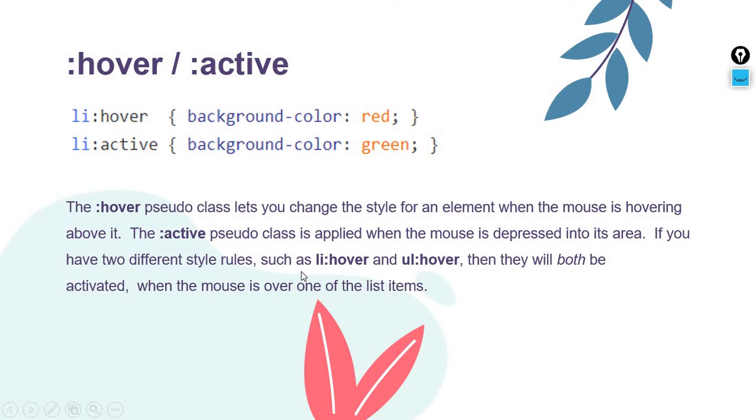And then we have the hover and active pseudo classes. The hover pseudo class lets you change the style for an element when the mouse is hovering above it. Here's how you can use the hover pseudo class on a list item, giving it a background color of red. The active pseudo class is applied when the mouse is depressed in its area. If you have two different style rules, such as this, then they will both be activated when the mouse is over one of the list items.